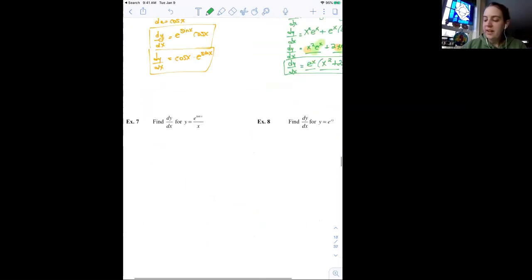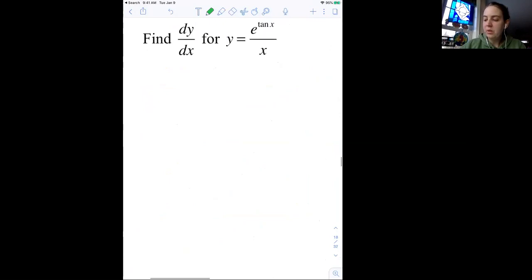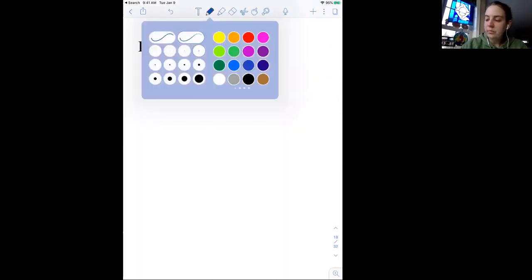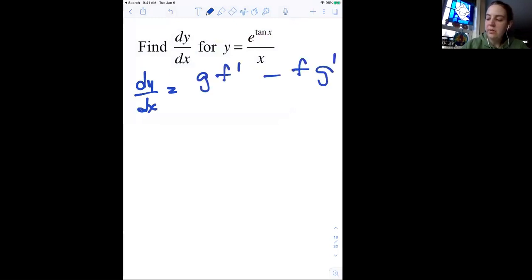All right, example 7. I spy a chain rule. Nope, not a chain rule, quotient rule. So if we remember, dy dx is g f prime minus f g prime all over g squared. So the different pieces that go in there.